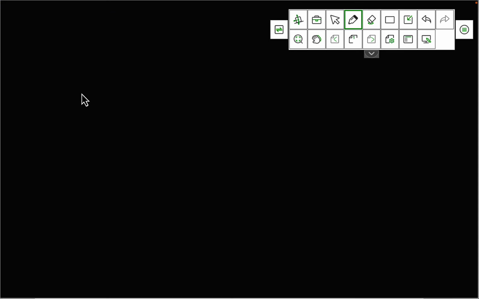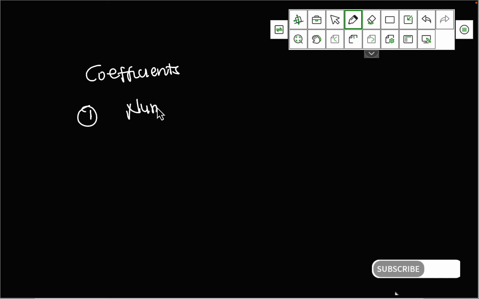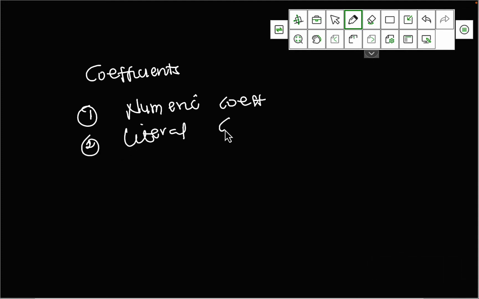The first thing we're going to talk about in this video is coefficient. First of all, numeric coefficient, and then we also talk about literal coefficient. It's very simple. Let's look at an example. If I have a term, 5 is a number. Whenever you see literals in mathematics, we are referring to alphabets, either a single alphabet or a combination of alphabets. They are literals.